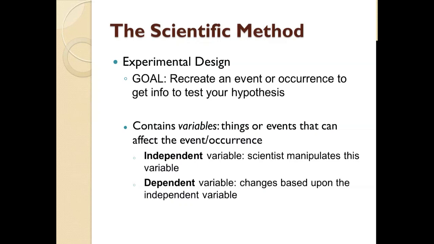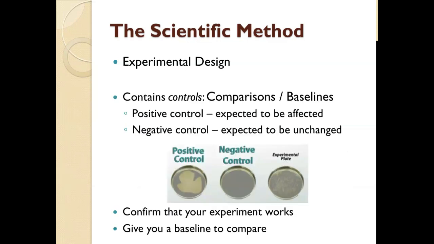Controlled variables are a specific type of independent variable, and they get a special name, controlled, because they're consistent throughout the entire experiment. Okay. This is different than controls. Okay. Controls are baselines or comparisons. Any good experiment should have a positive control as well as a negative control to provide context for what change you're seeing in your experiment.